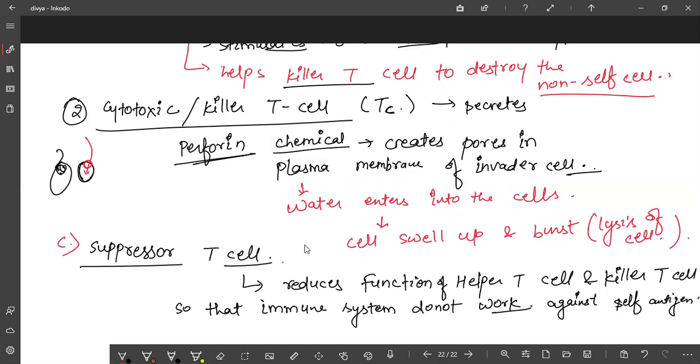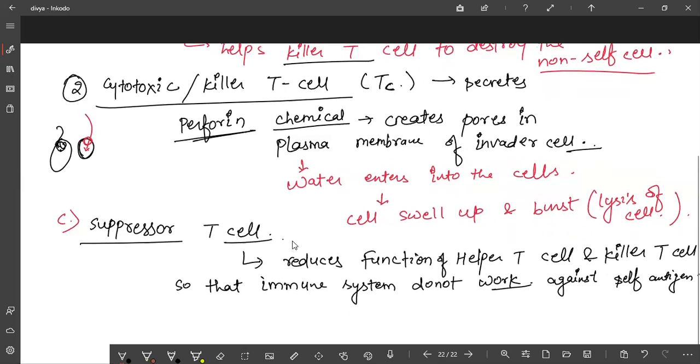So this is the next type of T lymphocyte, and the last one is memory T cell. And you know the function of this memory T cell, it will memorize all the things. Okay, so this is memory T cell. Is it clear to you? So this will memorize.